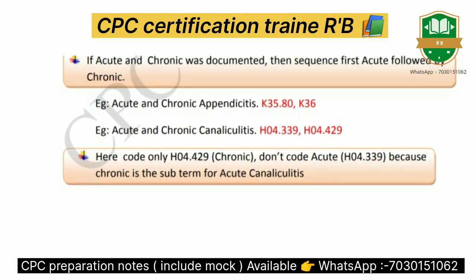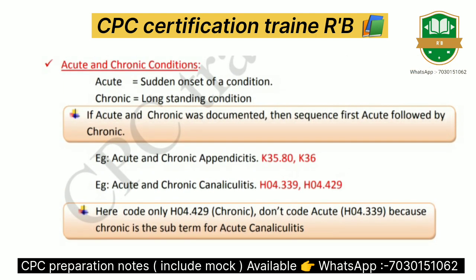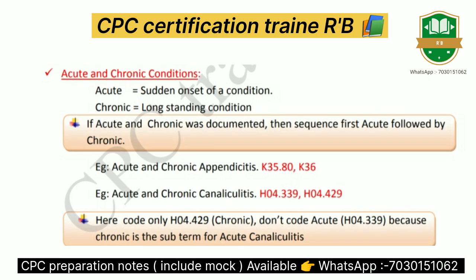Okay, then next, acute and chronic condition. Acute condition means sudden onset of a condition. It means a curable condition. And chronic is a long-term condition. Okay, then if acute and chronic are both documented, sequence acute first, followed by chronic. For example, acute and chronic appendicitis. That code is K35.80 and K36. Then you can directly look in appendicitis.